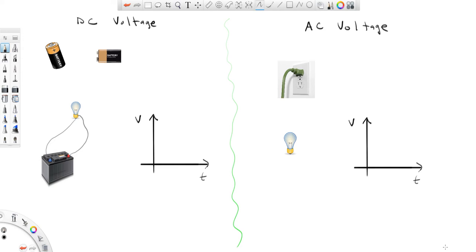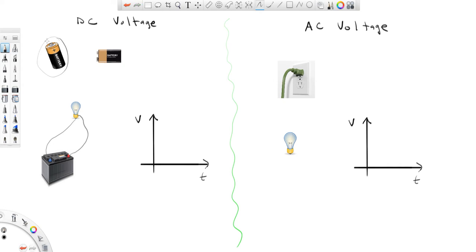I'm making this video to be just a conceptual introductory video about the differences between DC voltage and AC voltage. So let's start with DC voltage. DC stands for direct current, and what that physically means is that the current doesn't change direction. So DC voltage sources, the most common here, are batteries.